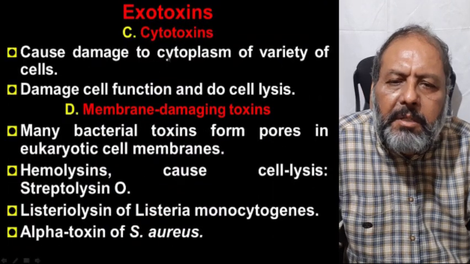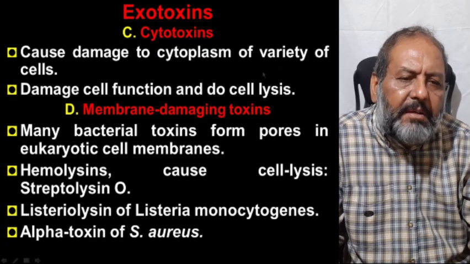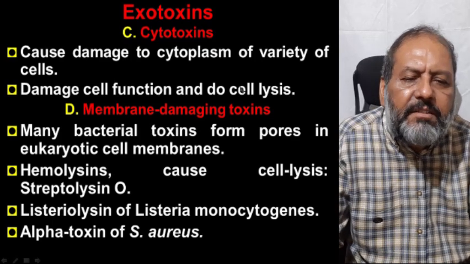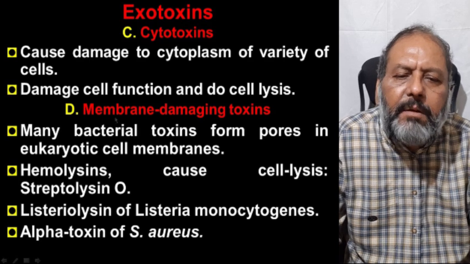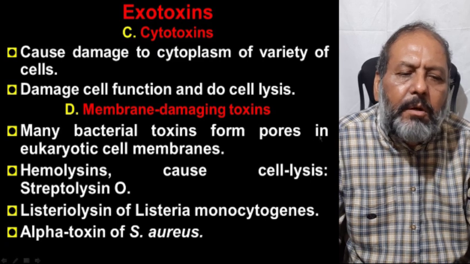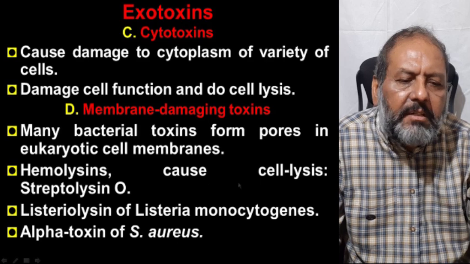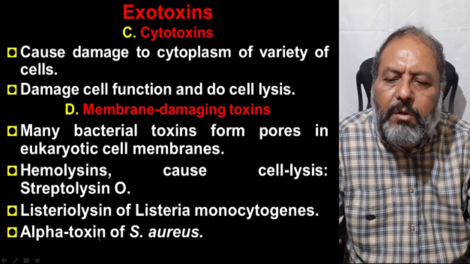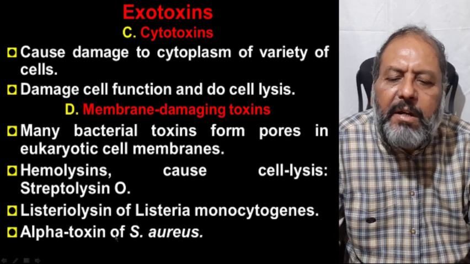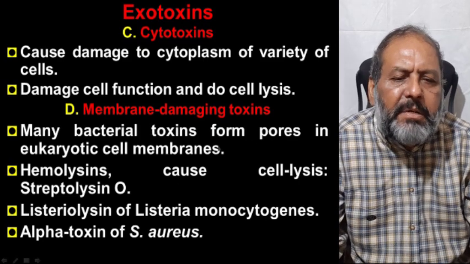The third variety is cytotoxin. As the name says, these cause damage to the cytoplasm of a variety of cells, damage cell function, and cause cell lysis. The next is membrane damaging toxins. Many bacterial toxins form pores or holes in the eukaryotic cell membrane. Hemolysins cause cell lysis: streptolysin O, listeriolysin of Listeria monocytogenes, and alpha toxin of Staph aureus. These all damage the membrane by making holes in it.